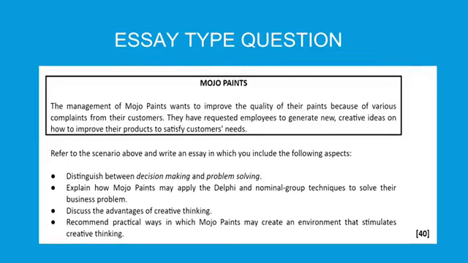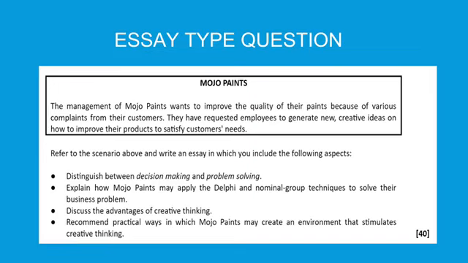What we're going to focus on is the technique, just to remind you again about what the basics are that you need in your essay question. There will always be a leading statement like we have there in the table, where it says the management of Mojo Paints wants to improve the quality of their paints because of various complaints from their customers. They have requested employees to generate new creative ideas on how to improve their productivity to satisfy customers' needs. Refer to the scenario above and write an essay in which you include the following aspects.